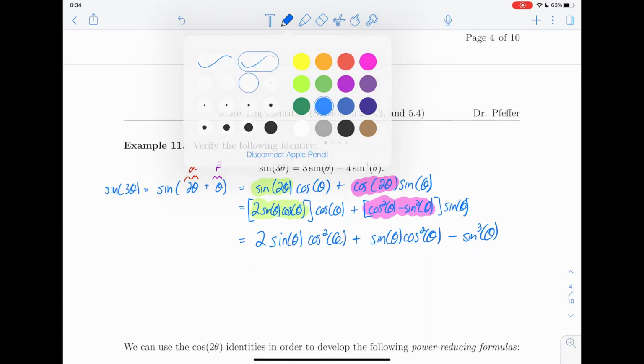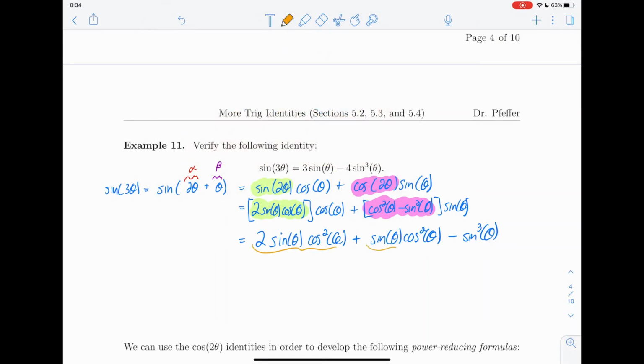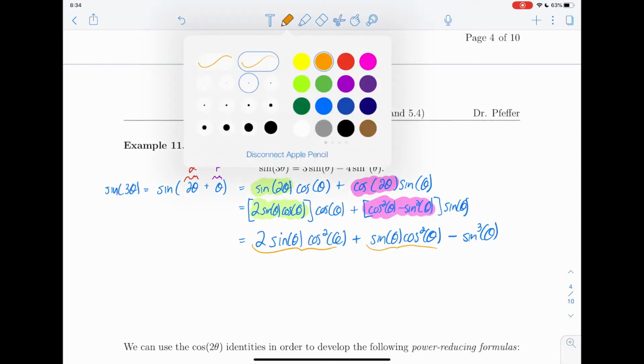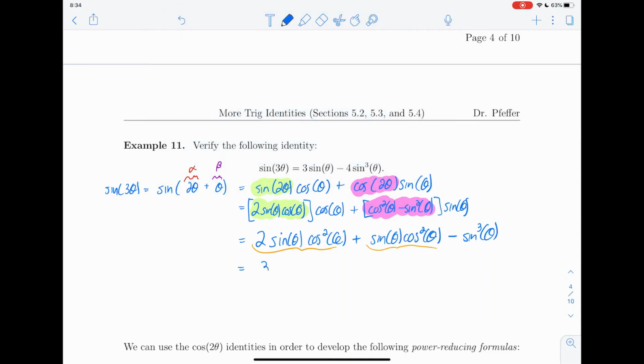You might have observed while I was writing this out that indeed this first term and the second term are both like terms. We can combine those and turn those into a 3 sine theta cosine squared theta minus sine cubed theta. And then one of the last moves to make is to realize that our objective only has sines in it, and so this cosine squared has got to go.